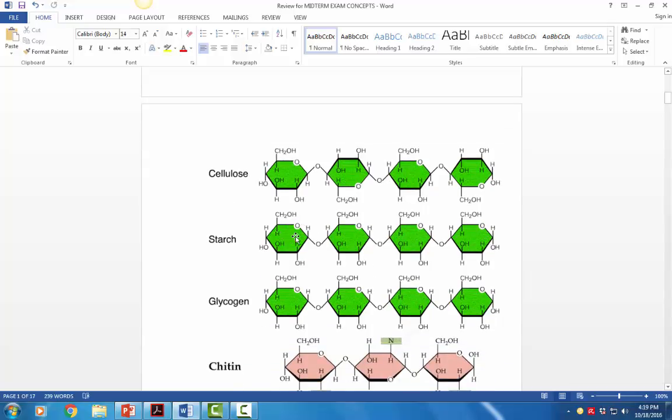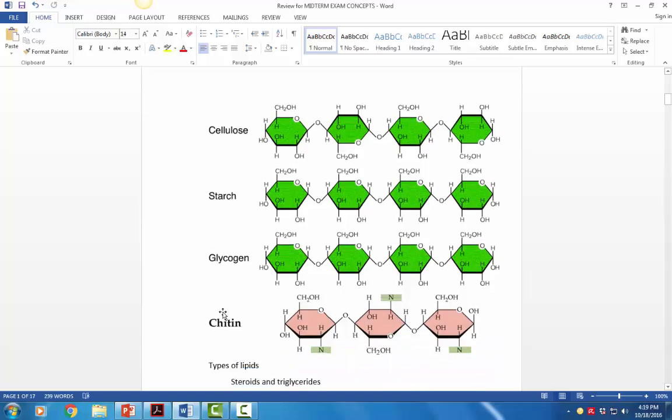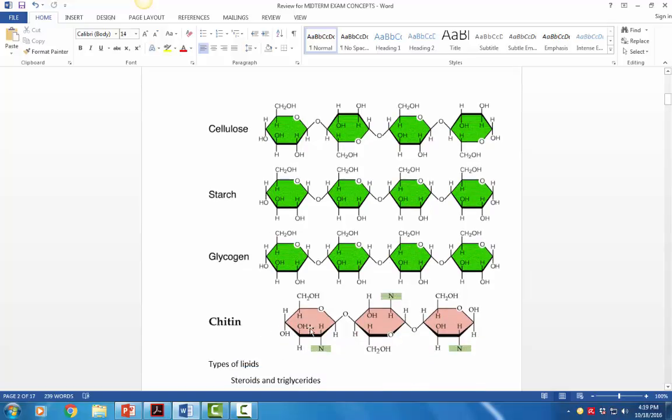We find that primarily in the roots. And glycogen is found in liver and muscle cells of human beings. This is how we store excess glucose. We store it as glycogen, again, in liver and muscle cells. And chitin is a polysaccharide we see in insects. It forms the hard outer shell of insects.